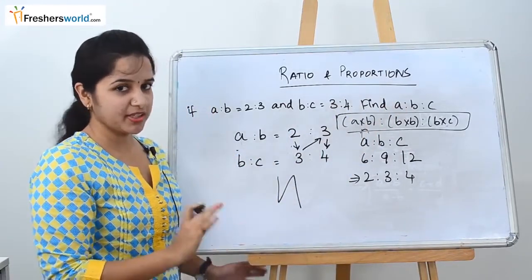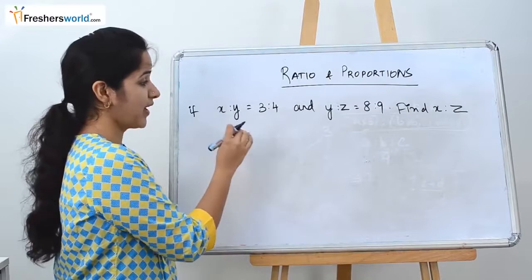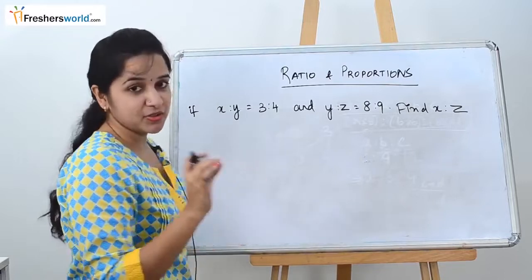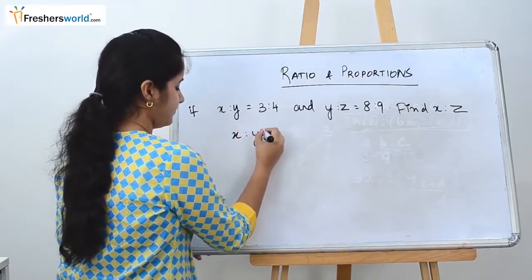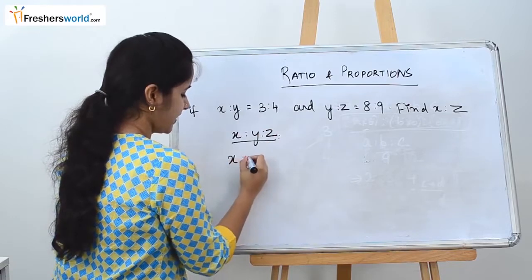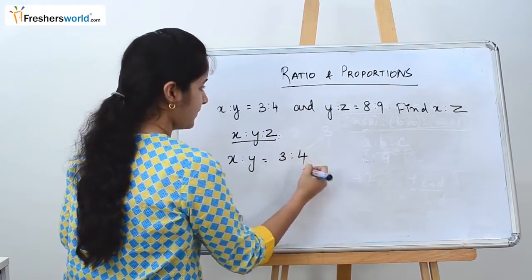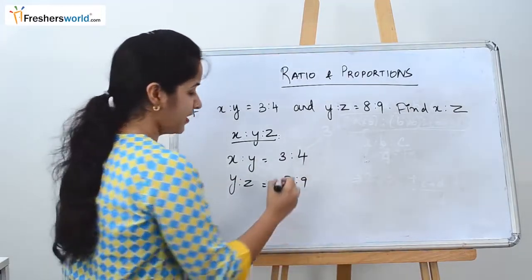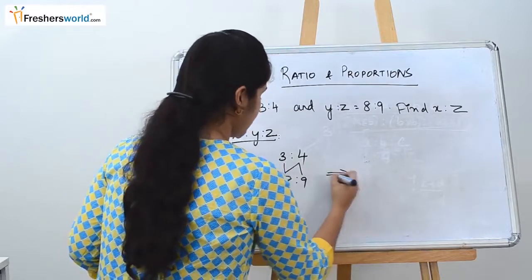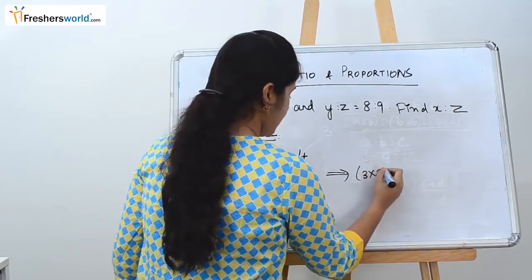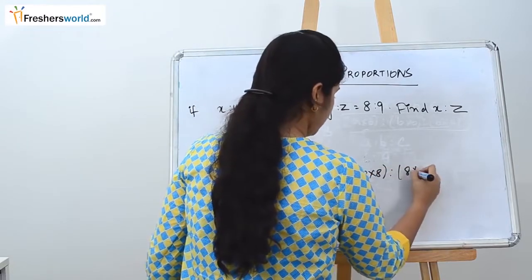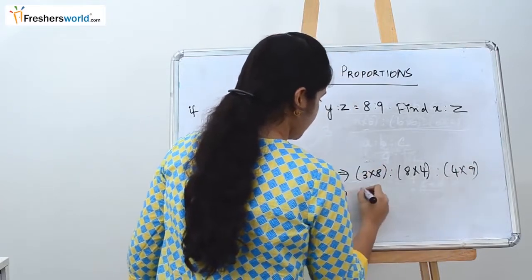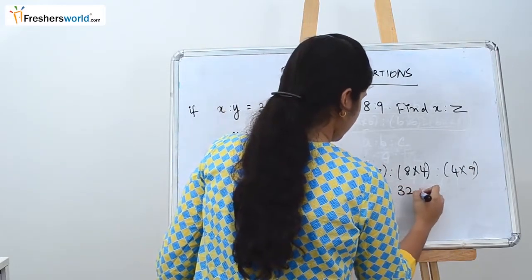Let's solve another problem to understand this better. What they have given: x is to y is 3:4, y is to z is 8:9, find x is to z. So let's find x is to y is to z first. How do you do it? X is to y is 3:4, y is to z is 8:9. Remember our inverted N, that's where we are going to do it. So 3 into 8 is to 8 into 4 is to 4 into 9, which is nothing but 24, 32 and 36.